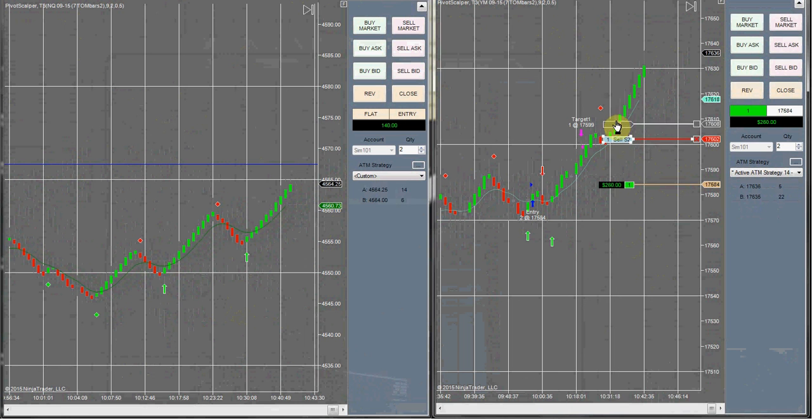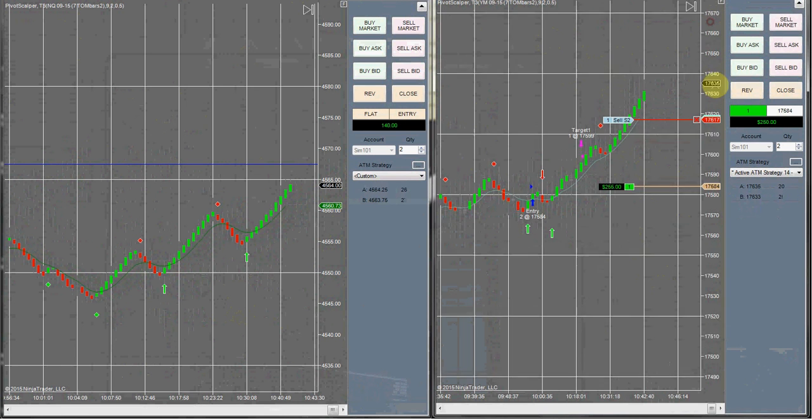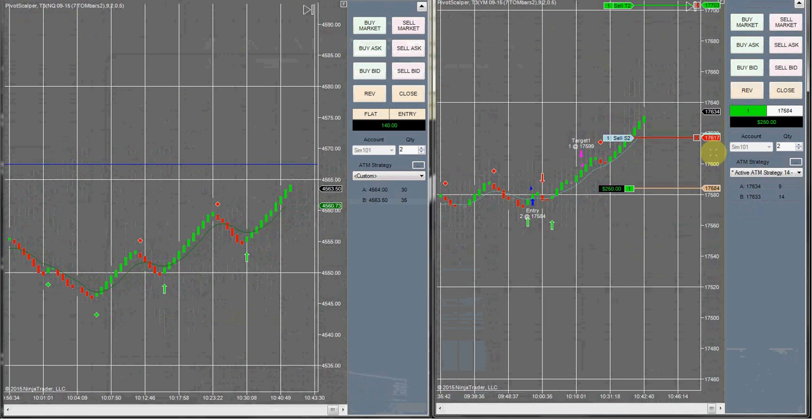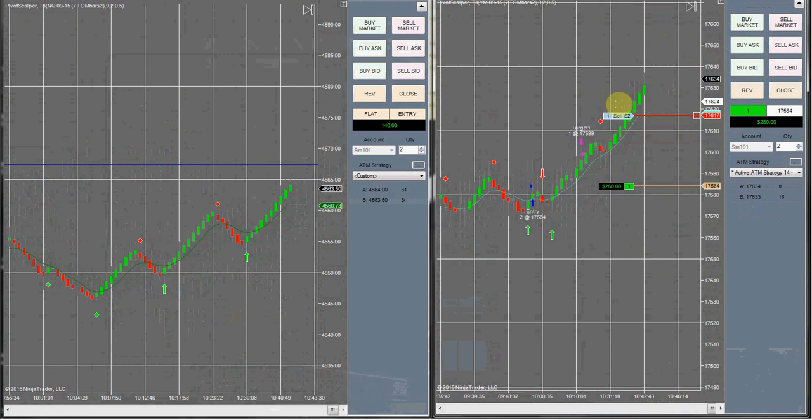I might look to lock in a bit more of this. Alright, yeah, we'll use a pretty close stop here. We've already moved up pretty significantly. I don't want to lose too much of this profit.